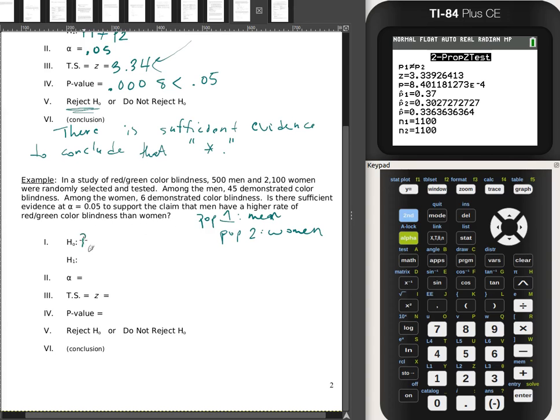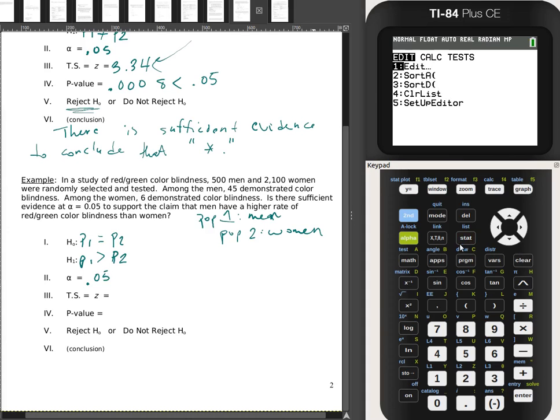Let's see, we will have, of course, population 1 and population 2 there, and for the null hypothesis, no matter what, it always just says equals. And then for the alternative hypothesis, we already arbitrarily set that population 1 should be the men, and so we're checking whether there's sufficient evidence to claim that men have a higher rate. So we want proportion 1, we're testing whether that is greater than proportion 2, which is going to be the proportion of women that are colorblind. Alpha level, it just gives it to us explicitly there. And now we're ready to do the calculator buttons.